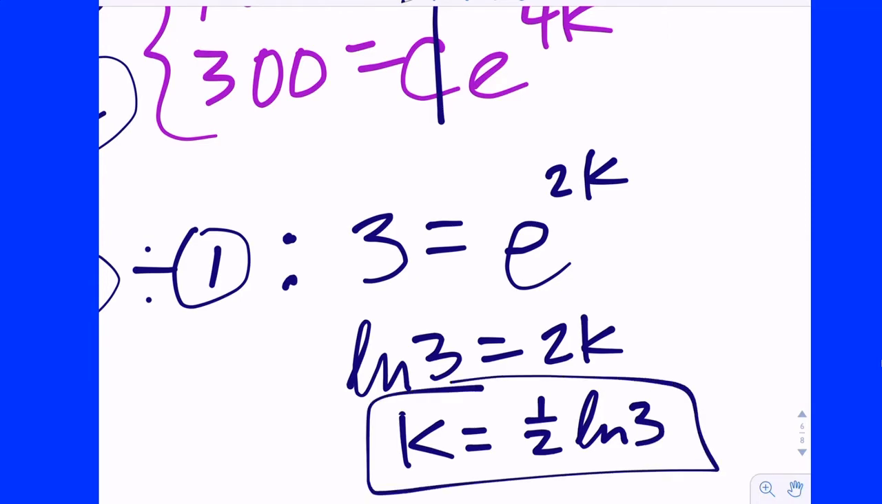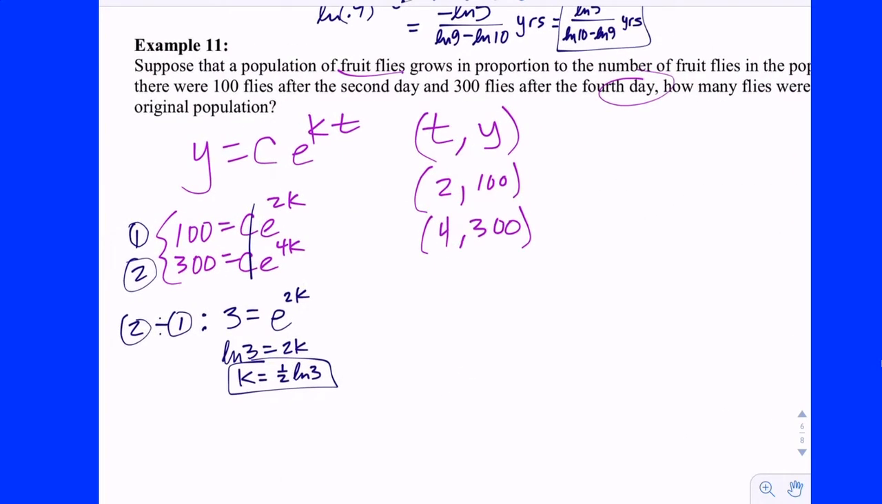So if they had given us the description, fruit flies grow at a rate proportional, and they gave us dy/dt equals k times y, and they asked us to find k, we'd have it. We'd be done.